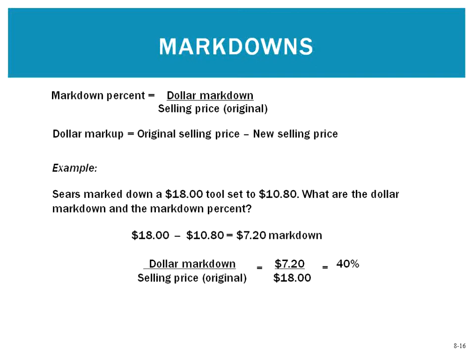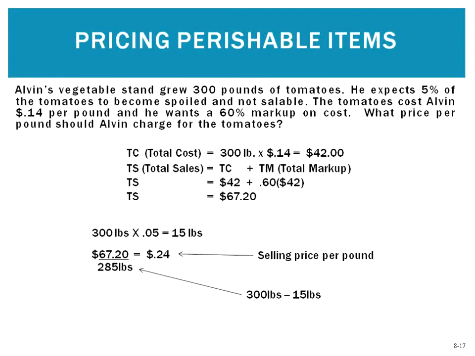But now we want to know what is the markdown percent. Okay, same thing that we did in percent at the end of chapter 6. We said your difference divided by your old or your original is your percent markdown. So 7.2 is your difference divided by your old, which was the 18, which is equal to 40%. All right, you would get 0.4 in the calculations. You would need to convert that to 40%.